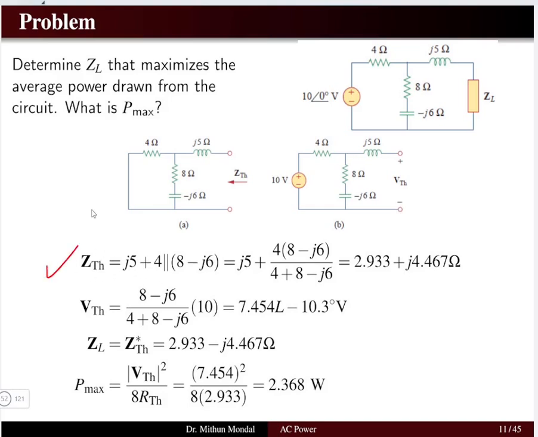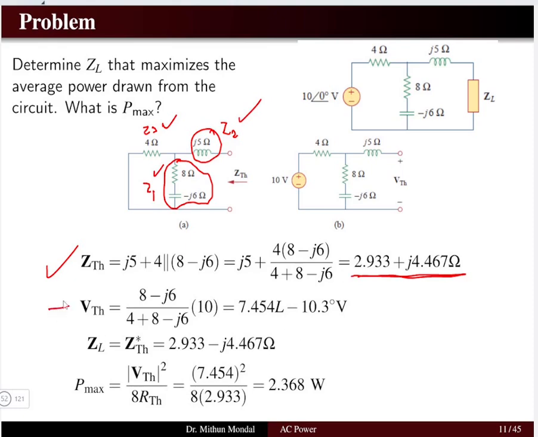So first we calculate the Z Thevenin. Z Thevenin we can calculate using the principle of series parallel combination of the impedance. We take this impedance as Z1, this impedance we can take Z2, and this we can take Z3. So what is happening? We have Z3 parallel with Z1 and then it is in series with Z2. That is what we are doing to find the Z Thevenin.